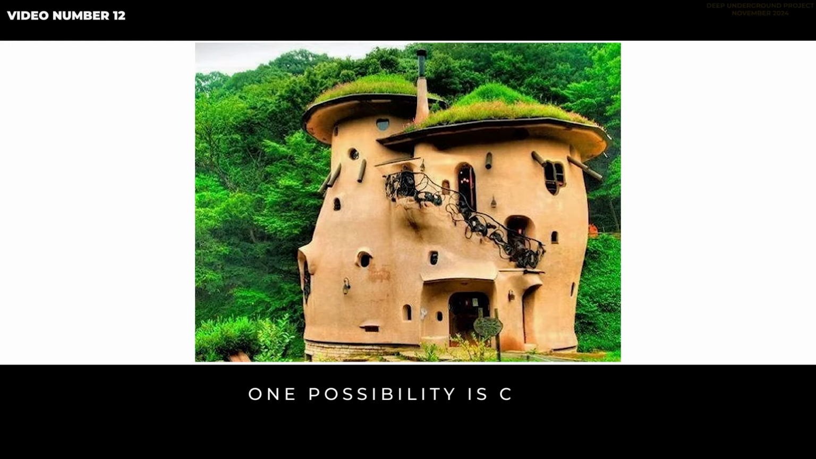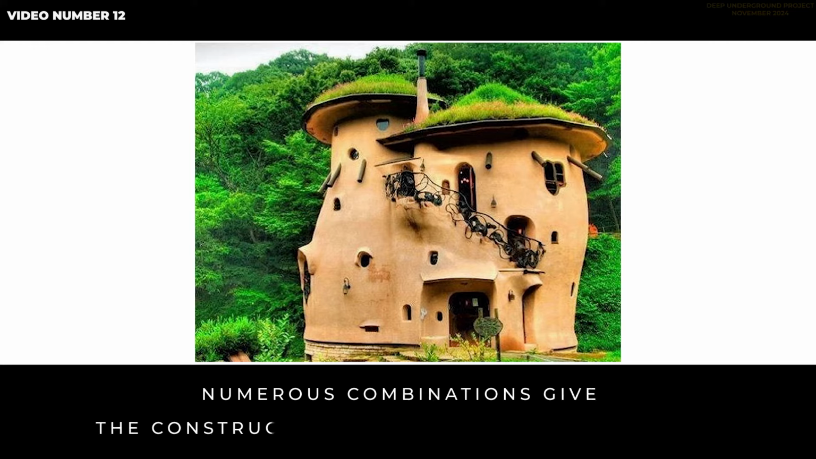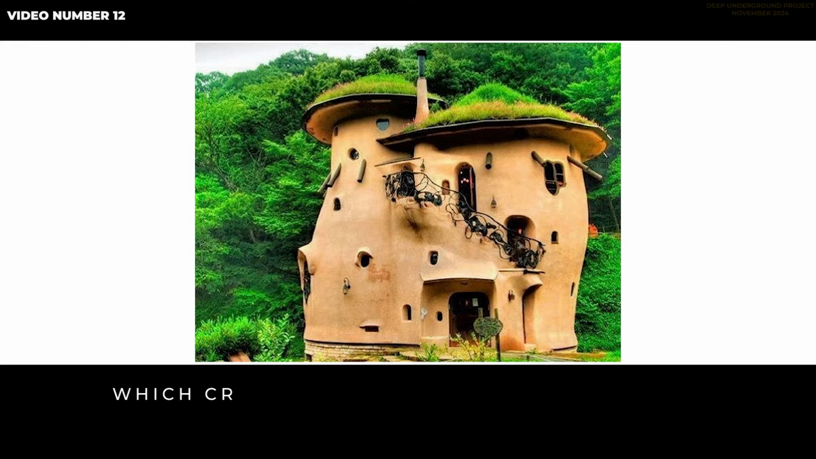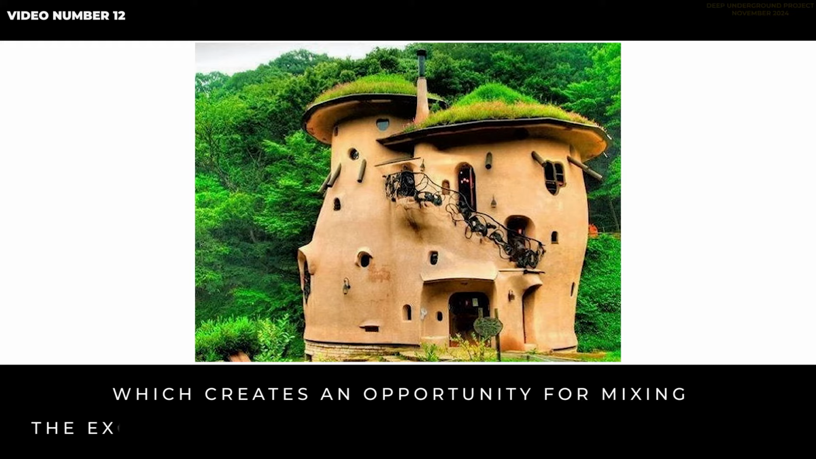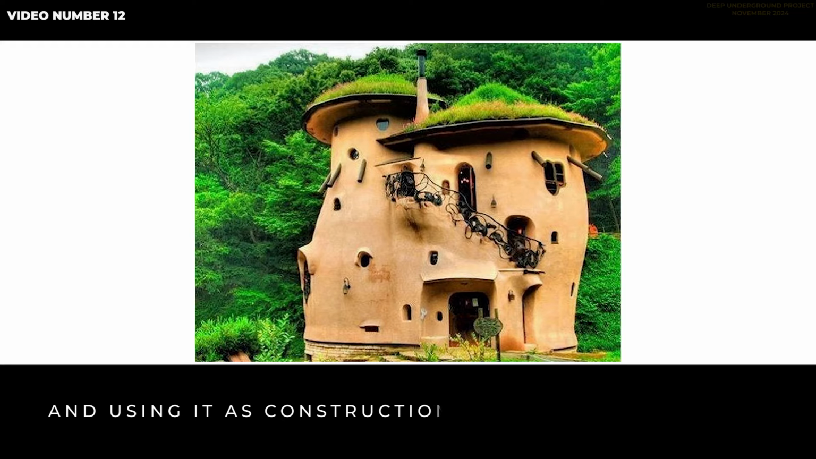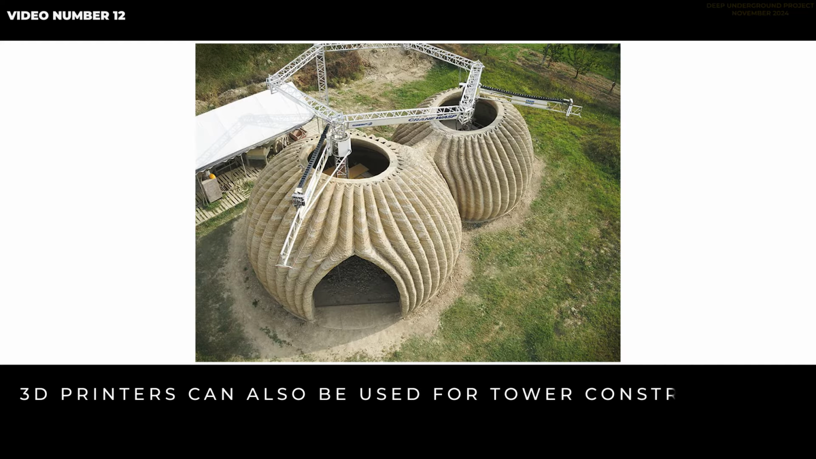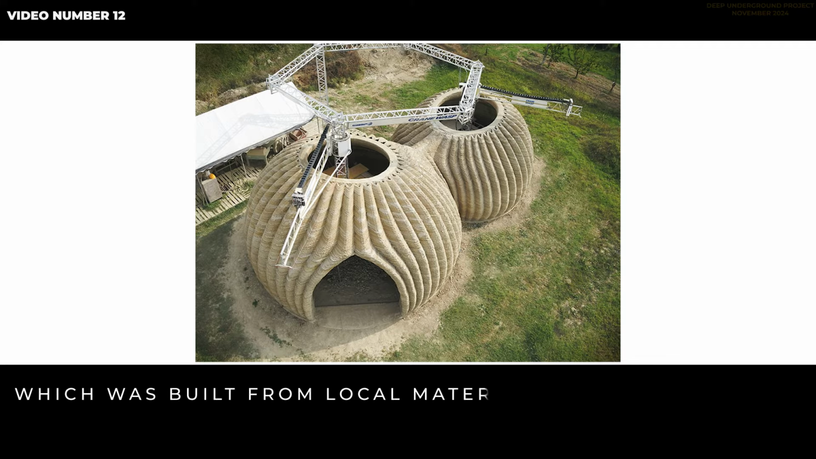One possibility is cob. Cob allows building from clay, straw, and water. Numerous combinations give the construction material solid properties, which creates an opportunity for mixing the excavated dense material from tunnels with clay and using it as a construction material for towers. 3D printers can also be used for tower construction, as with this house, which was built from local material with a 3D printer in Ravenna, Italy.